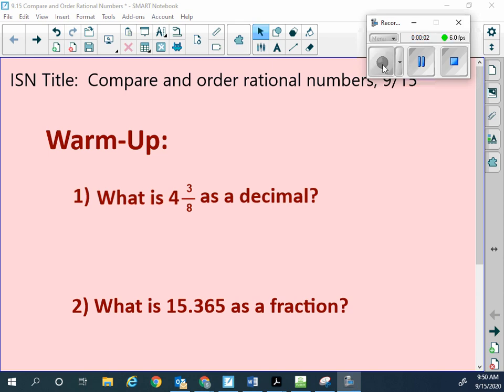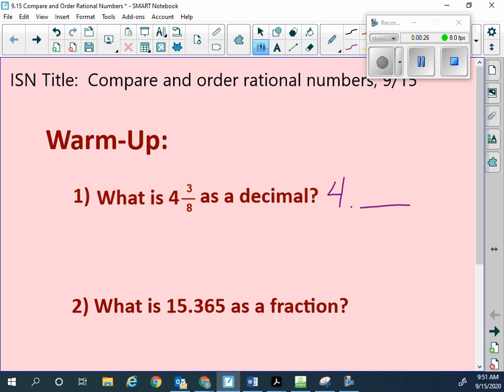So on the warm up, it is what is 4 3/8 as a decimal. So we know that means the answer is going to be 4 point something, right? So how do we get that 3/8 to a decimal? You figure out what 1/8 is. That's not how we talked about it yesterday.